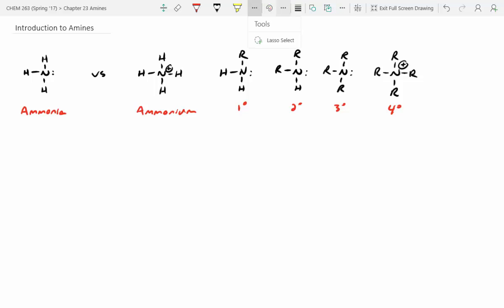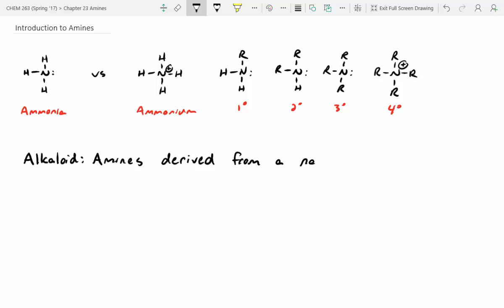You'll oftentimes hear amines referred to in a different manner too if you're talking about natural products or drugs. Oftentimes you'll hear them called alkaloids. Alkaloids are amines derived from a natural source. So things like quinine. If you've ever had tonic water, that tonic water tastes really bitter, right? That has an alkaloid in it, which gives it that bitter, astringent flavor.